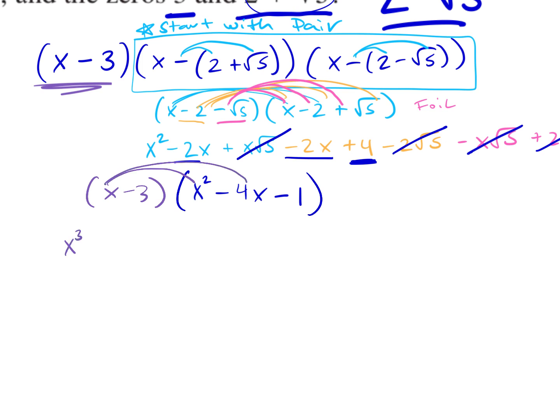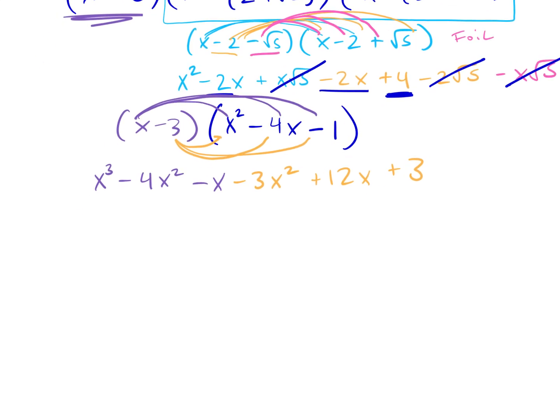What is x times negative 4x? Negative 4x squared. And x times negative 1? Negative x. Then we can move on to the negative 3 times x squared. Perfect. Negative 3 times negative 4x. Positive 12x. And negative 3 times negative 1. Positive 3.